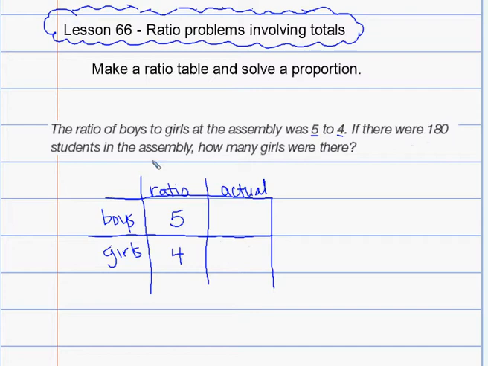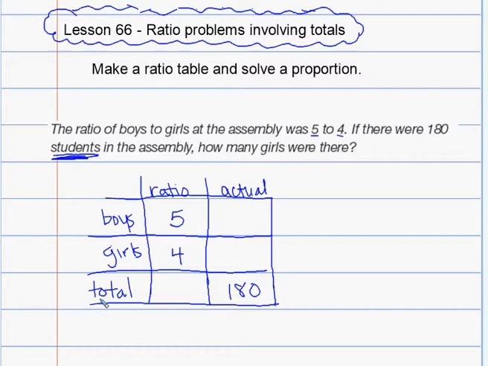If there were 180 students in the assembly, okay, so that's not the ratio, that's the actual. But what is it? They didn't tell us it was boys, they didn't tell us it was girls. It's students. So that's the total. So we need to add a total row, and we need to put 180 actual students in that total. So then it says, how many girls were there? So in the girls actual column, I'm going to put my variable.